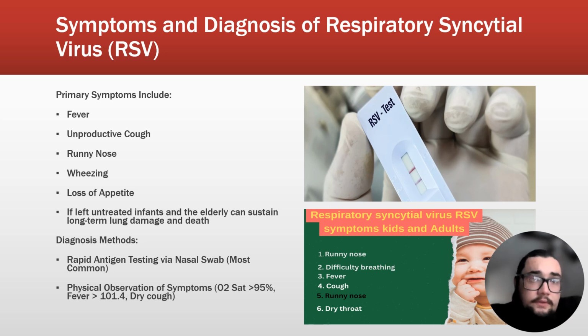Another way of doing it is, of course, looking at the physical symptoms themselves. You're going to have an O2 saturation percentage less than 95% as it's interrupting your oxygen absorption via breathing. You're going to have a fever above 101.4, what we call a medical fever. And one of the weird things is, even though there is an excretion of mucus from your cells, a dry cough is actually way more common with RSV because you've coughed up so much mucus that there's no longer the ability to have a wet cough.